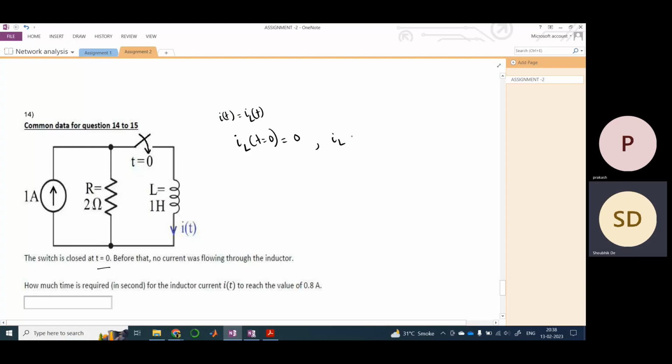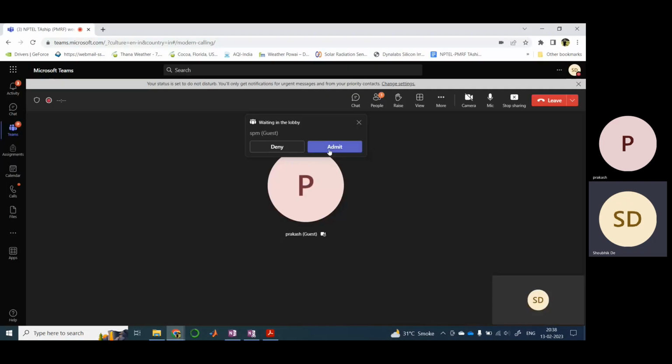And this IL at t equals infinity would be what? At time t equals infinity, as we saw, the inductor would be a short circuit. So the current flowing through it would be really very high.